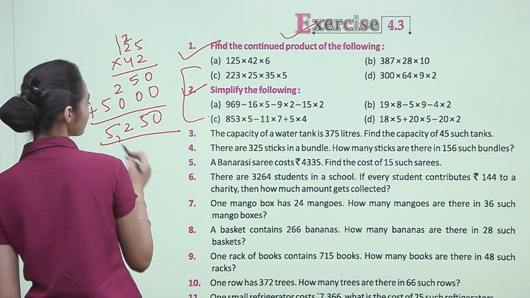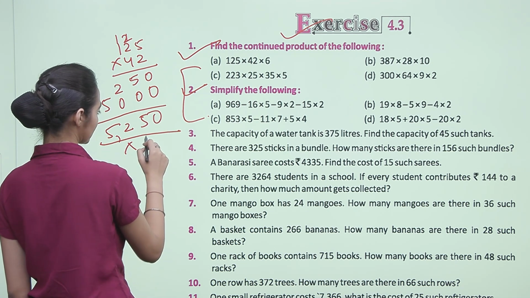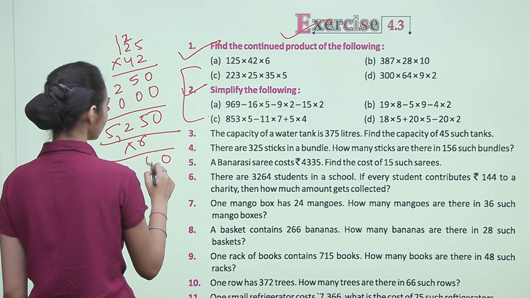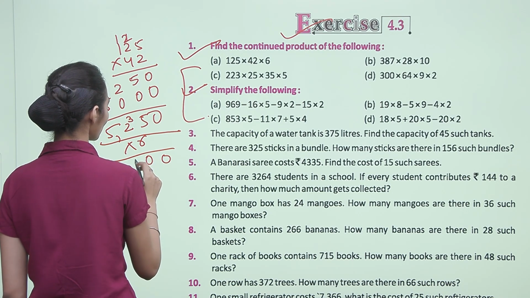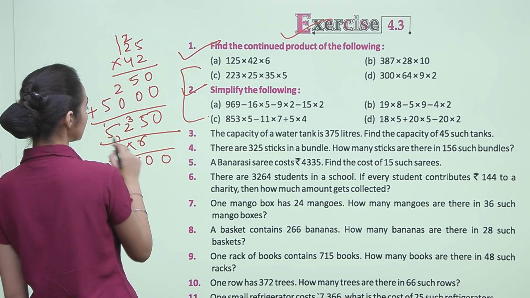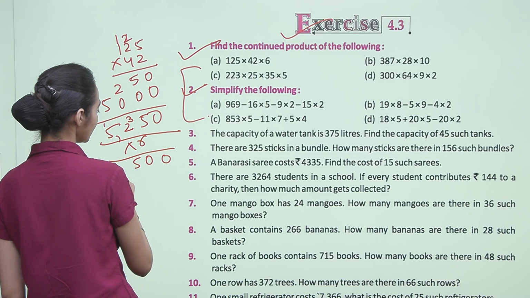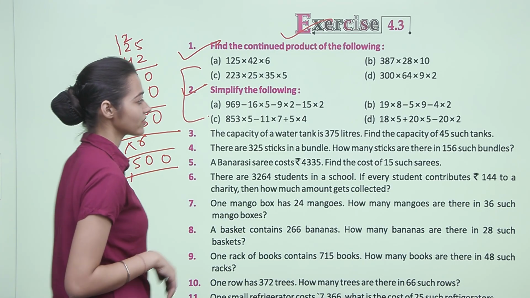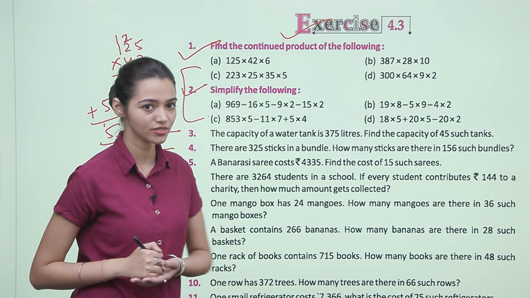So 5,250 into 6. Now 0, 6 5s are 30, 3 carry, 6 2s are 12, plus 3 is 15, 1 carry, 6 5s are 30, 31. So 31,500 is the correct answer. That's how you can solve the remaining part.